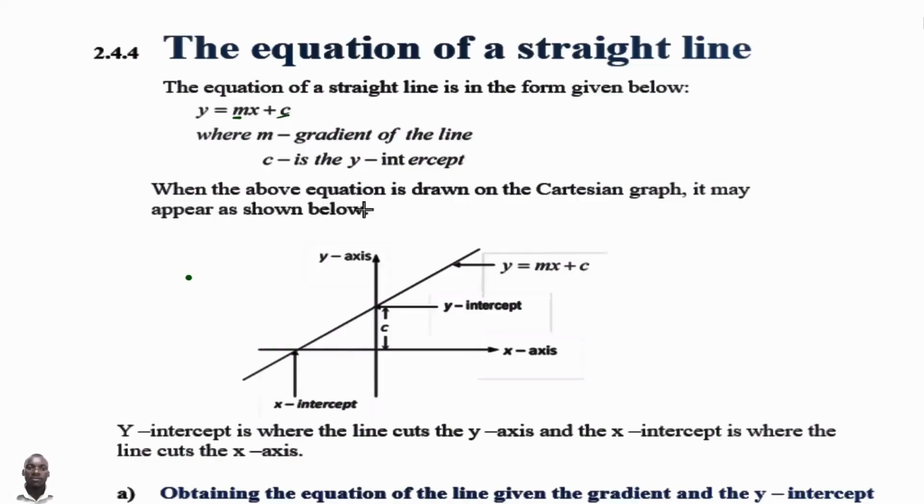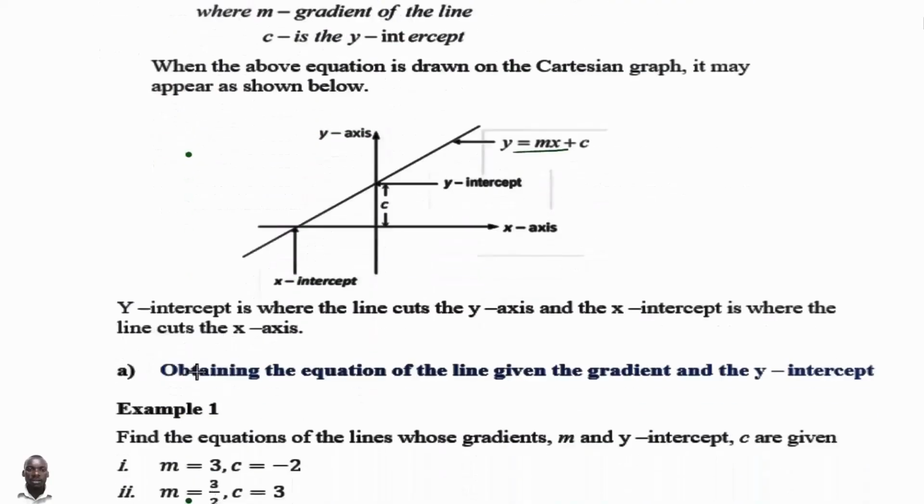When the above equation is drawn on the Cartesian graph, as it appears below, we can see that the y-intercept is simply at this point here, shown by this arrow. It is the point where the line cuts the y-axis, whereas the x-intercept is where the line cuts the x-axis.